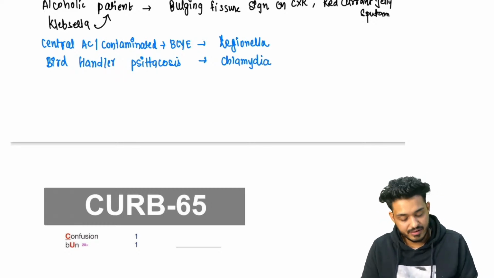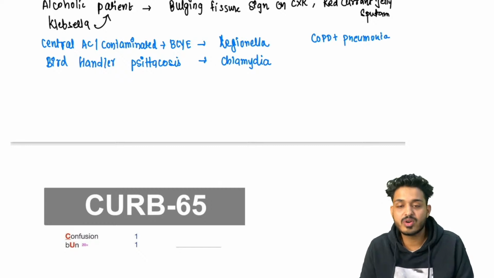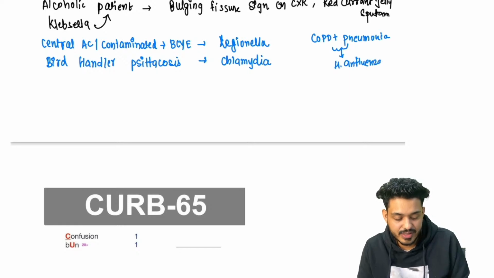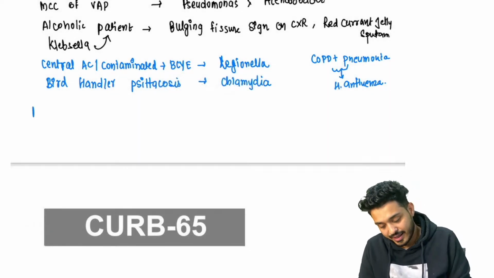Right? If they have given you a question like COPD with pneumonia, and polymorphic colonies are given, that is definitely going to be Haemophilus influenzae. Haemophilus influenzae, right? Now the most important thing, HIV positive patient.